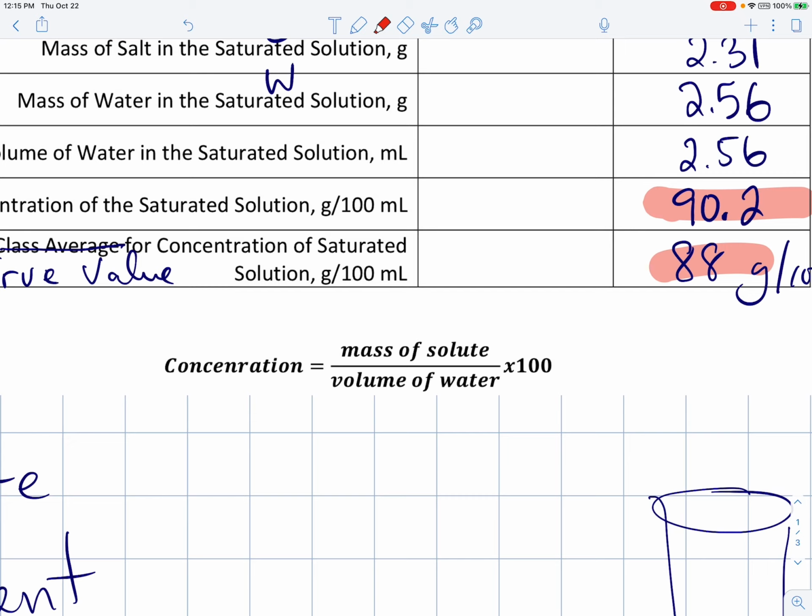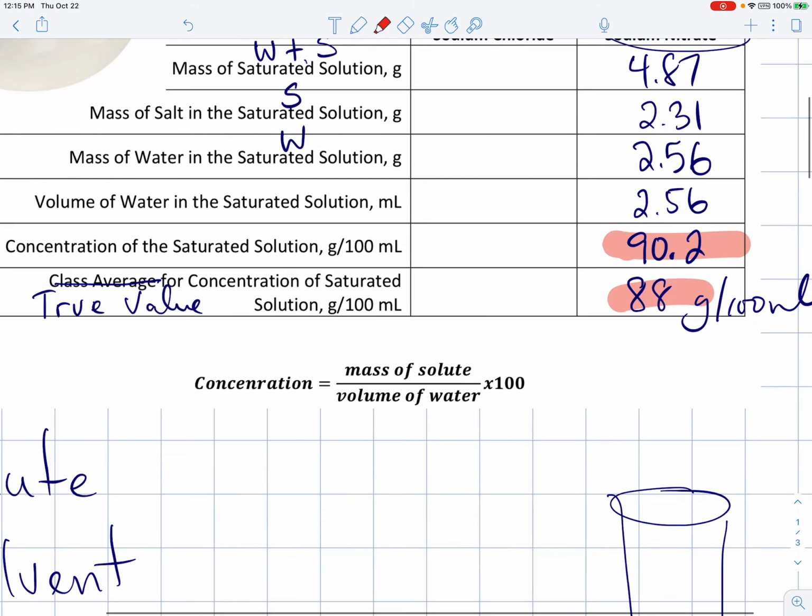You could probably think about several sources of error in the experiment, things that might have gone wrong in the experiment that would have affected this result. In my experiment, my solubility, the concentration of the saturated solution, was higher than the true value. So of all the possible things that could have gone wrong, what would have made my result be higher than it should have been? Well, when you look at the formula for concentration, it's essentially a fraction. It's the mass of solute divided by volume of water. So what could have made that fraction larger than it should have been?